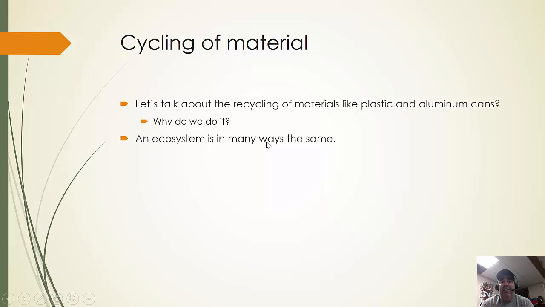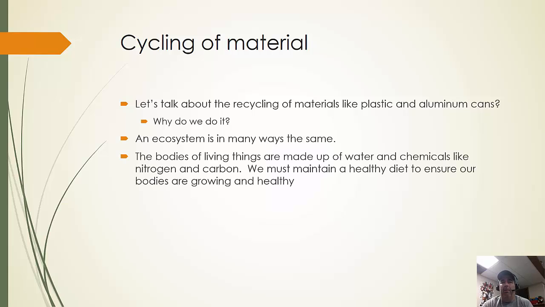Now, when we talk about an ecosystem, it's going to be very much the same thing, for the same type of purpose. The bodies of living things are made up of water. They're made up of different chemicals like nitrogen and carbon. Basically, carbon is one of the main things in all living organisms. They use it for carbon dating, but again, there are other purposes for it. But we as individuals, and animals, have to maintain a healthy diet to ensure everything is going to grow and be healthy, continue to grow, survival of the fittest, things like that.